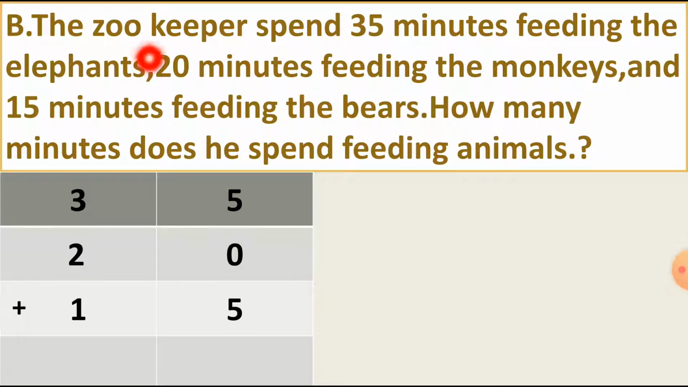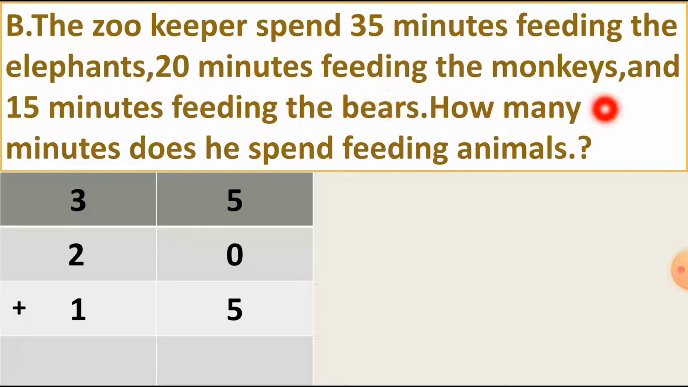Now let's take the next question. I repeat this thing, that this is the textbook exercise, students. You have to note down all these sums into your textbook, into your fair book. The zookeeper spent 35 minutes feeding the elephant. What is the meaning of feeding the elephant? It means eating. They give something to eat to the elephant. So how many minutes did he take to feed the elephant? 35 minutes to feed the elephant.